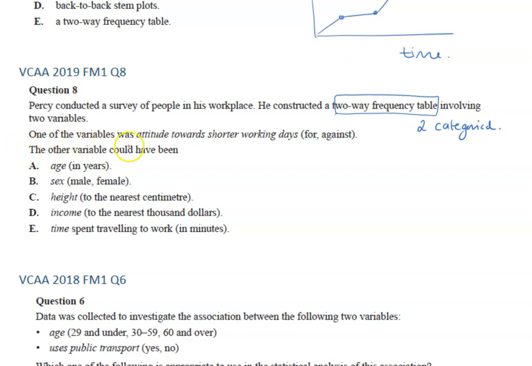One of the variables was attitude towards shorter working days, for and against. And the other could have been, and again, now we're looking through the 5 options and looking for a second categorical variable. So age in years, numerical. Sex, male or female, they're categorical. So that's a possibility. Height to the nearest centimetre, numerical. Income to the nearest $1,000, numerical. And time spent travelling to work in minutes, again numerical, which makes B our answer.